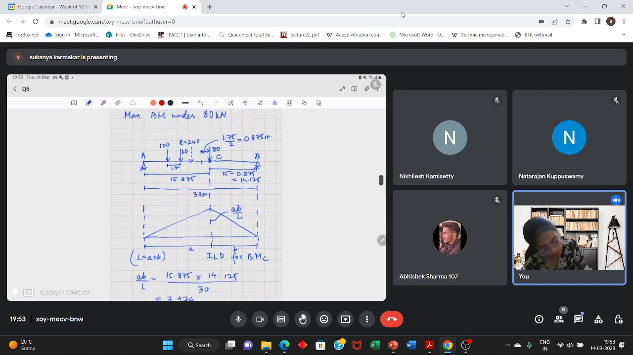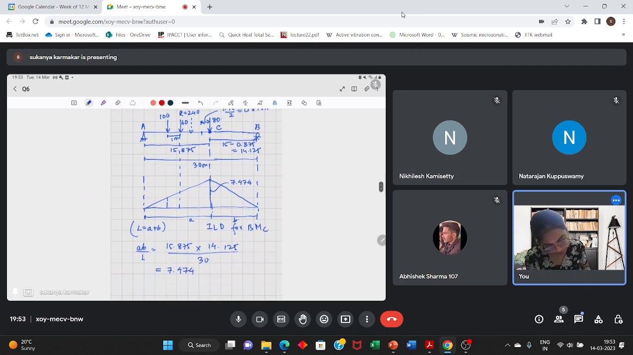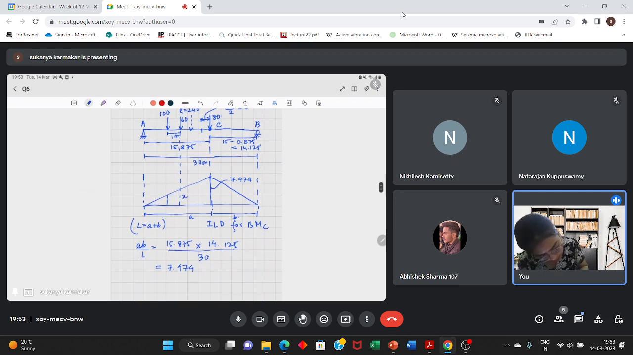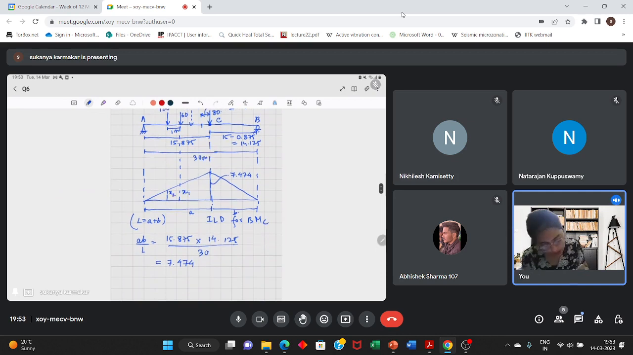7.474. So this coordinate, I'm erasing it. This is 7.474. Now under this load, you'll have to calculate the coordinate, and under this load, you'll have to calculate the ordinate. So let this be x1 and this be x2.